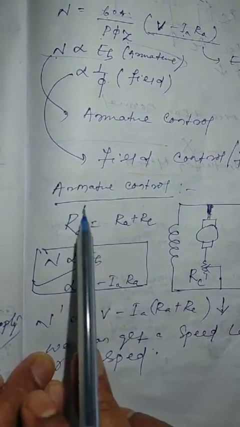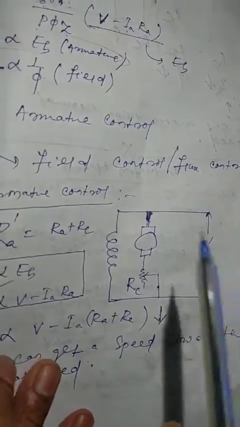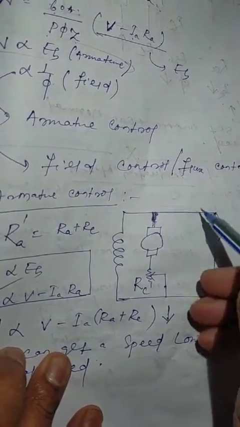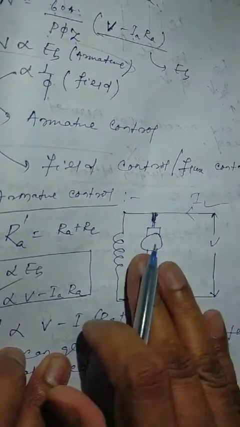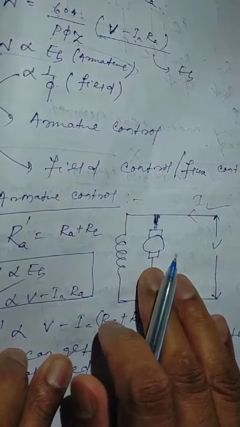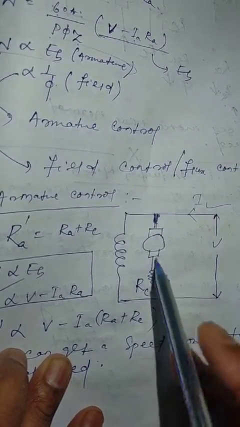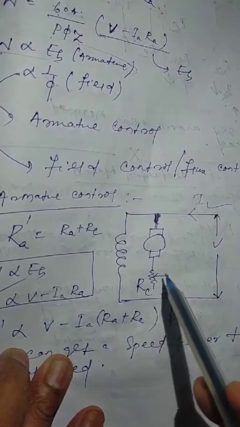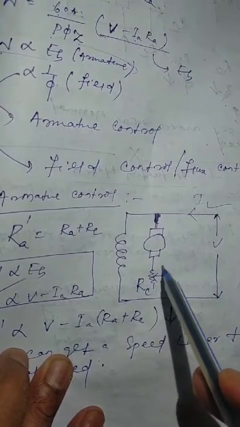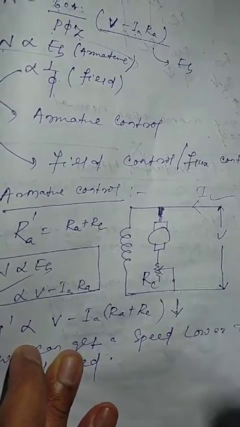So what is actually armature control? As we have already seen, this is the diagram of a shunt motor. Now in the armature circuit, along with the armature resistance, we are adding a control resistance here. What is the working of the control resistance? This can be varied from minimum to maximum, from 0 to a maximum value.